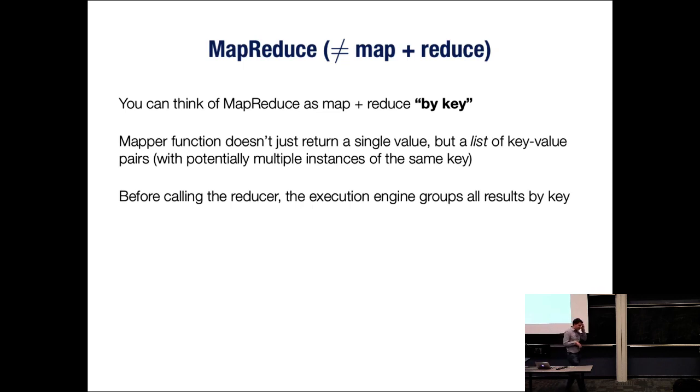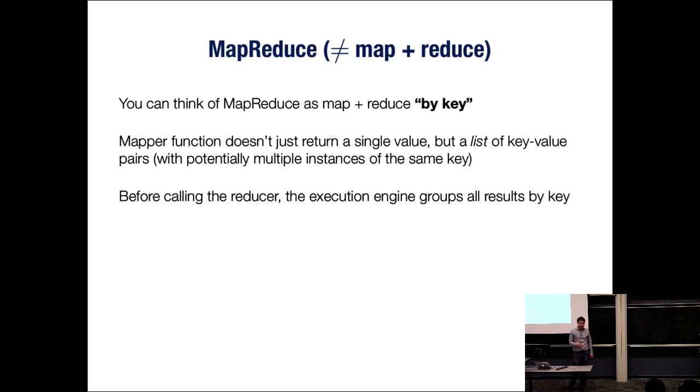So there's this very fundamental notion of keys in MapReduce, and things with the same key are grouped together for the different phases. So in particular, there are two main differences between map plus reduce, as I defined it already, those basic primitives, and the MapReduce framework.